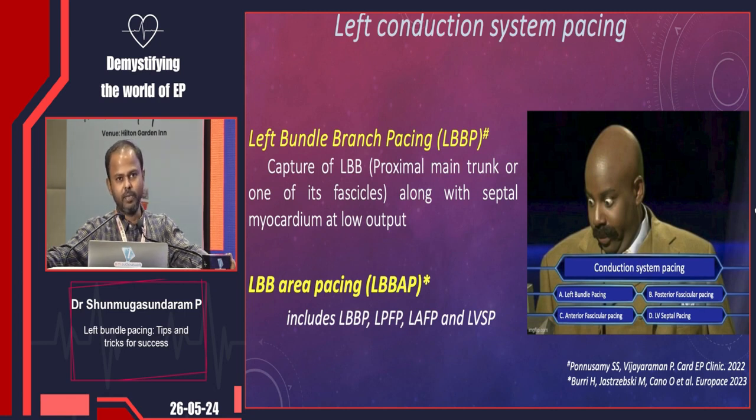LBBP, left bundle branch pacing, indicates capturing either the proximal main trunk of the bundle or one of its fascicles along with the septal myocardium. But as a broader terminology, the European consensus statement has given left bundle branch area pacing, which includes not only the bundle or fascicular pacing, but also the LV septal pacing.